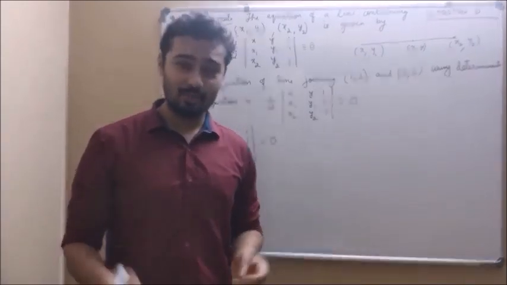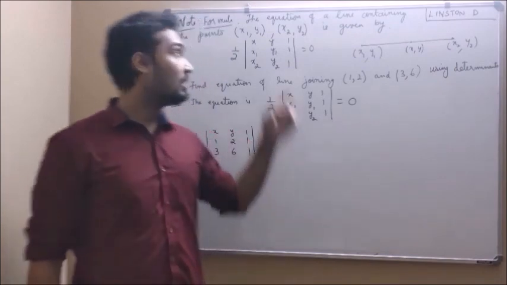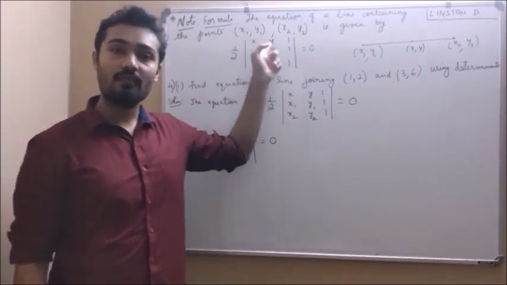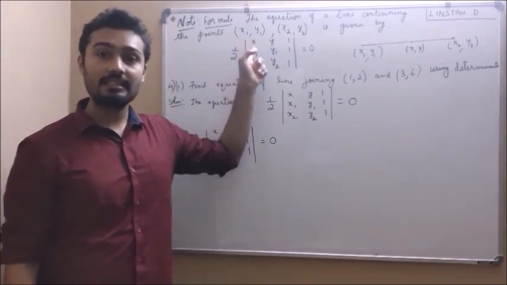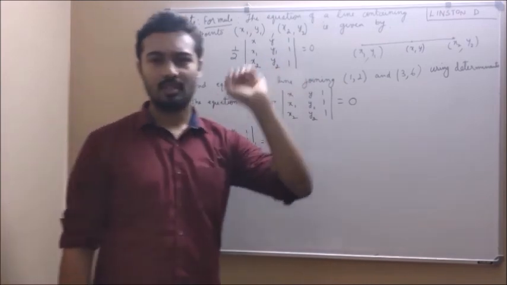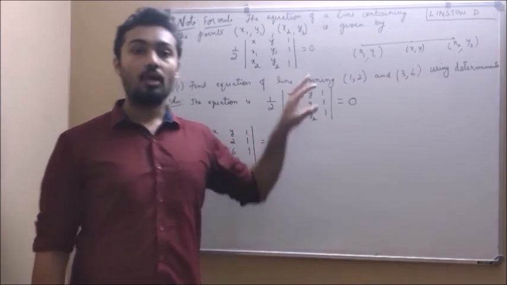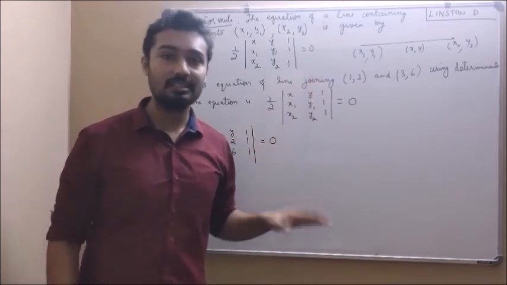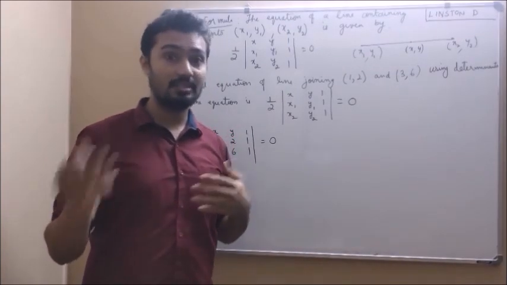We move on to the next question in exercise 4.3. For that, we require a formula. The equation of a line containing the points x1, y1 and x2, y2 is given by half of the determinant of x, y, 1; x1, y1, 1; x2, y2, 1 equal to 0. Now, this comes from the note I had given. What does note 2 say? The area of the triangle formed by the collinear points is 0. Now, if there are points lying on a straight line, the area of the triangle formed by them is 0.